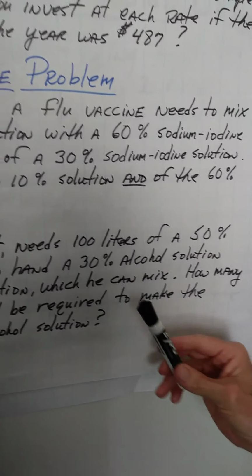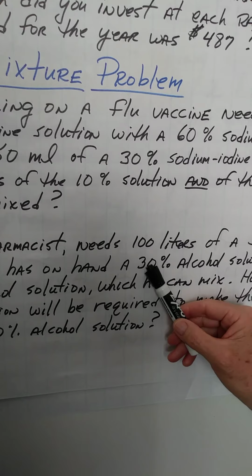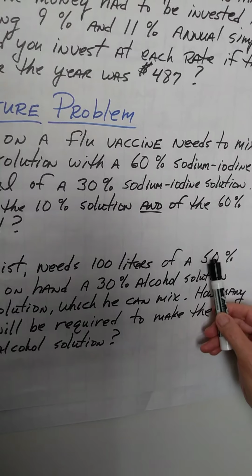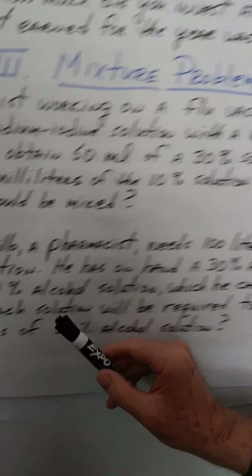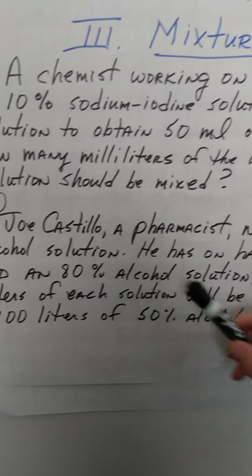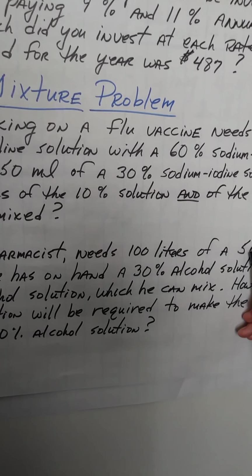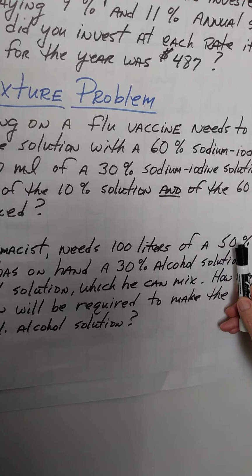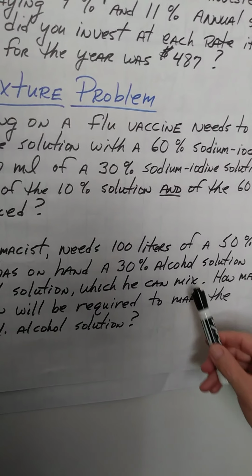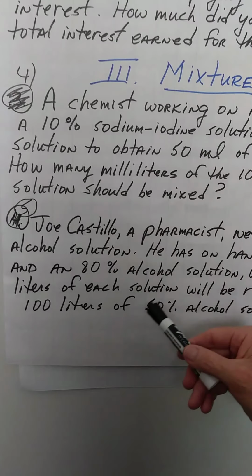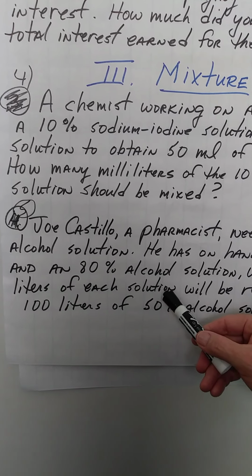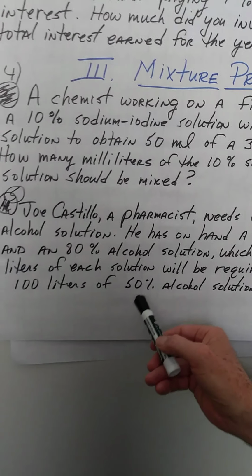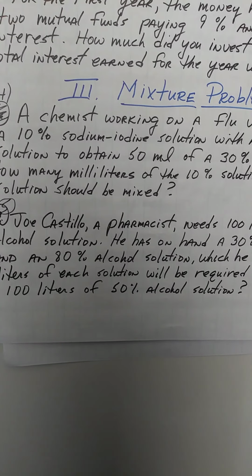which he can mix together so that he can come up with his 50% that he needs. Just notice, 30% alcohol he has on hand. 30 is lower than 50, the target solution that he needs. And he has on hand 80%. 80% is higher than the 50% targeted strength that he needs. 30 is lower, 80 is higher, he can get 50, which he can mix. How many liters of each solution will be required to make the 100 liters of the 50% alcohol solution that he's going to need?